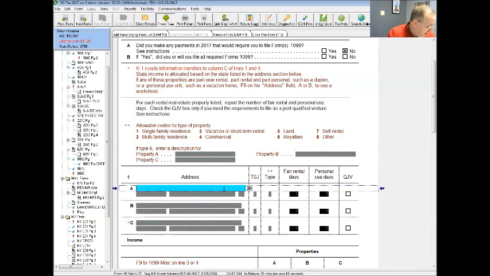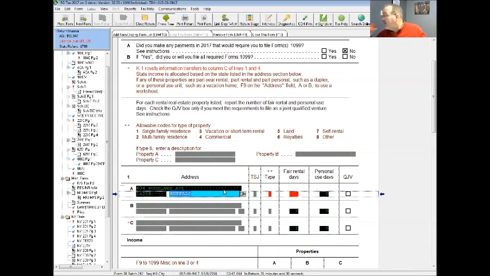All right, so like I said, they're living in a double. So their property is 404 Woodlawn Avenue. And again, that's in Buffalo. Okay. It is a multifamily.